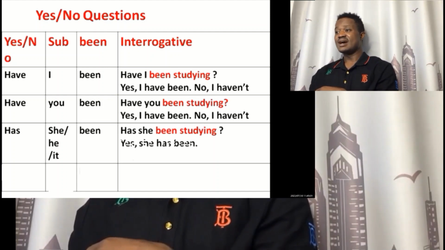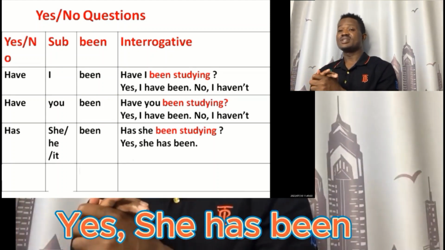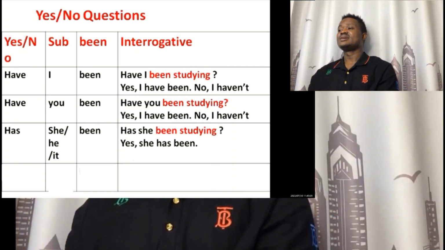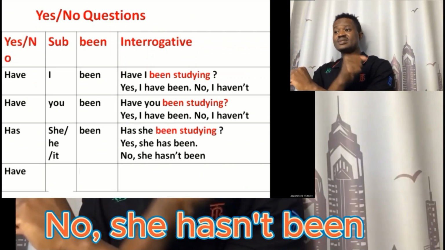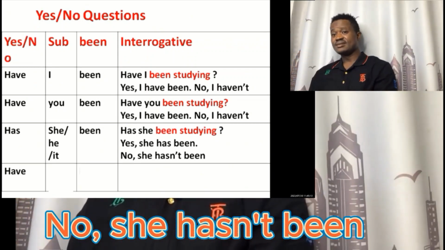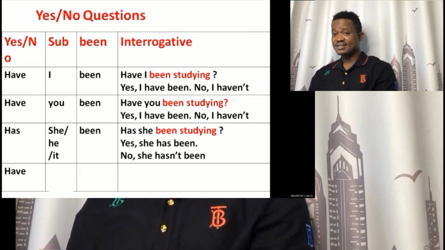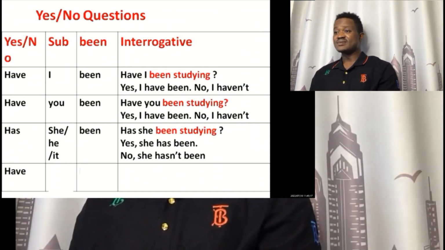So the answer is yes, she has been. The negative form is no, she hasn't been. So that is the answer. All right, you've got to know this one.